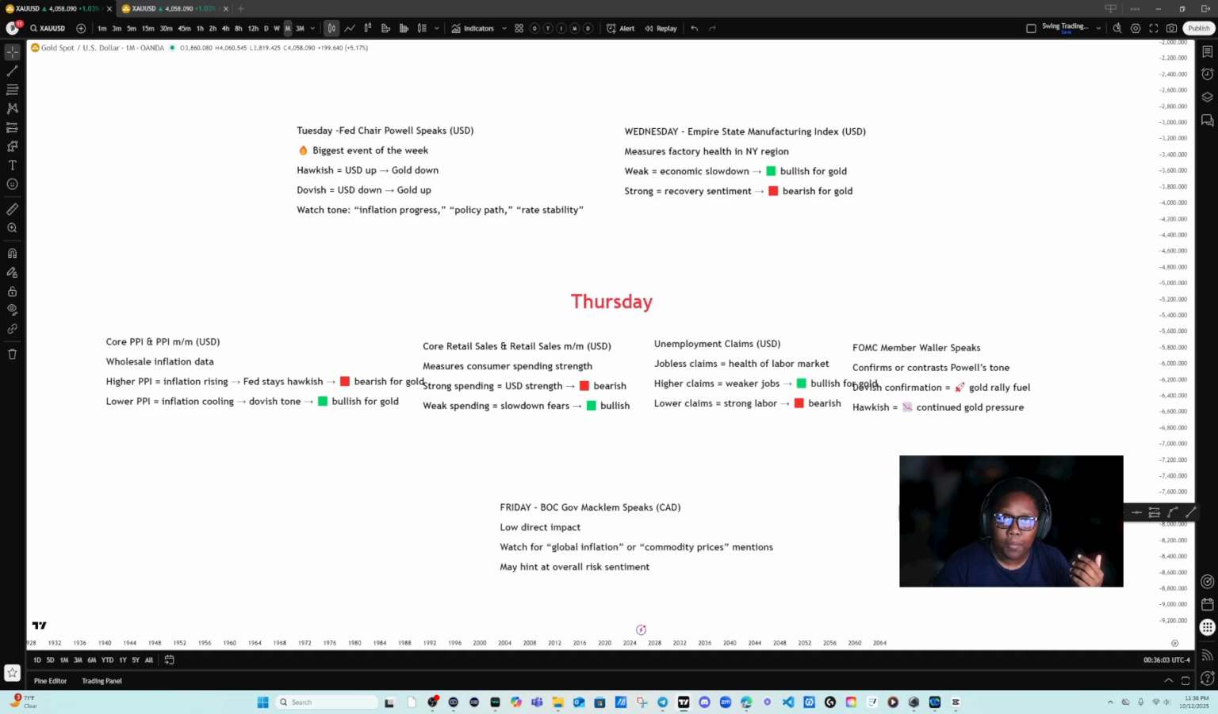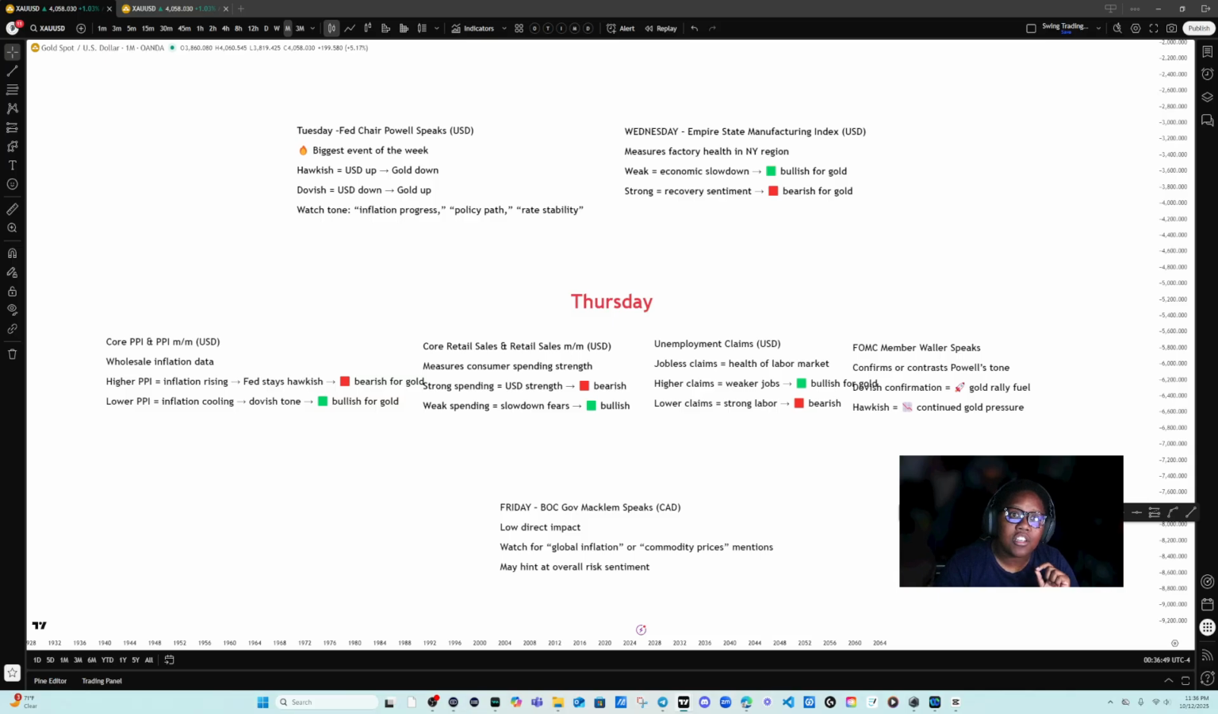Now, coming in hot on Wednesday, if the factory slows down, gold gears up. Weak manufacturing equals a weaker economy. Weaker USD, we all know, is bullish for gold. When we have strong numbers, this equals confidence in the economy, which could be bearish for gold. It's not a top tier report, but it sets the tone for how investors feel midweek. If the data disappoints, gold may start a pre PPI rally.